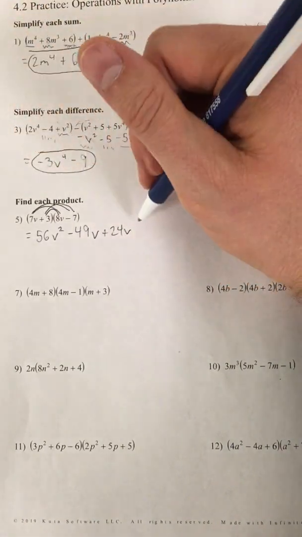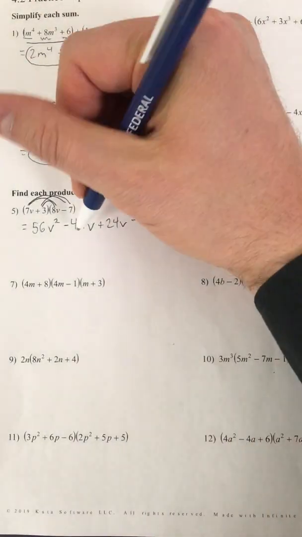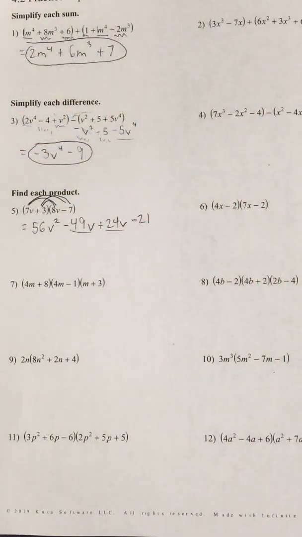And 3 times negative 7 is going to be negative 21. So I'm just multiplying each term here by each term here. Now, am I done, or do you see any like terms? I've got some like terms: negative 49v and positive 24v.